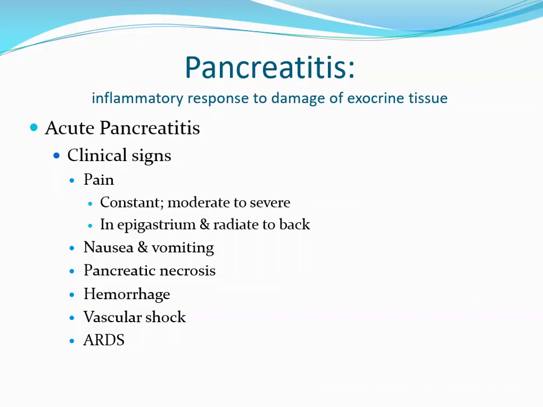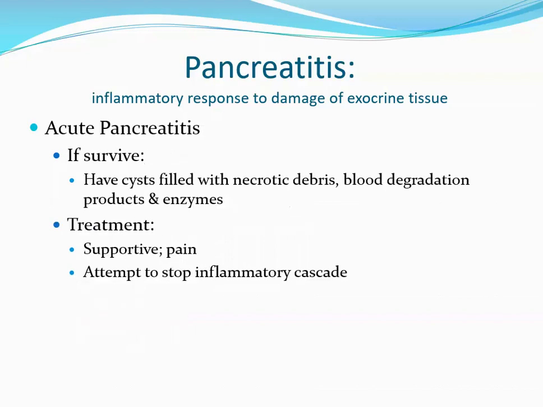Signs and symptoms include pain, usually constant pain that can vary from being moderate to severe. This pain is in the epigastrium region and radiates to the back. You see nausea and vomiting, pancreatic necrosis, hemorrhaging, vascular shock, renal failure, and acute respiratory distress syndrome. If the person survives, they will have cysts filled with necrotic debris, blood degradation products, and pancreatic enzymes throughout their pancreas. Treatment is mainly supportive care, giving pain relief, and also trying to stop this inflammatory cascade.